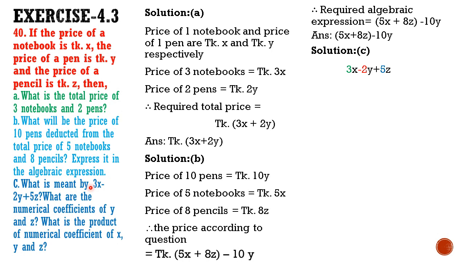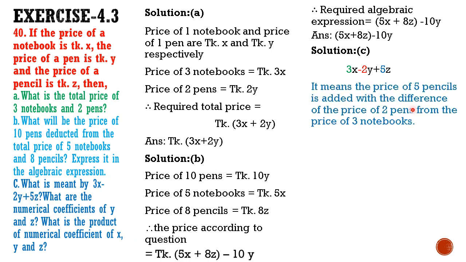What is meant by 3x minus 2y plus 5z, and what are the numerical coefficients of y and z? At first I will find out what is meant by 3x minus 2y plus 5z. It means the price of 5 pencils is added with the difference of the price of 2 pens from the price of 3 notebooks. From, because in here it is subtraction or minus sign, my dear, and added because in here it is positive or plus sign, my dear.